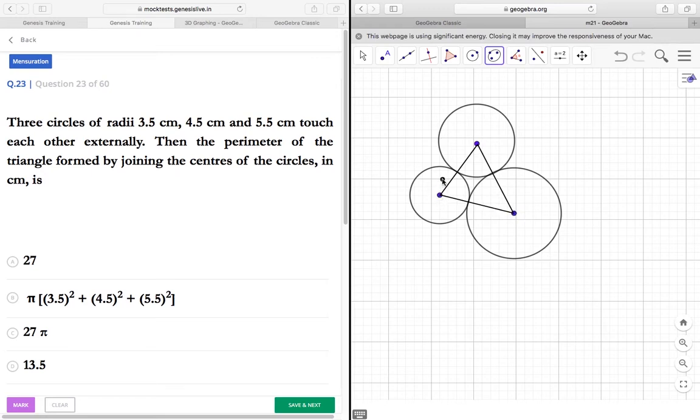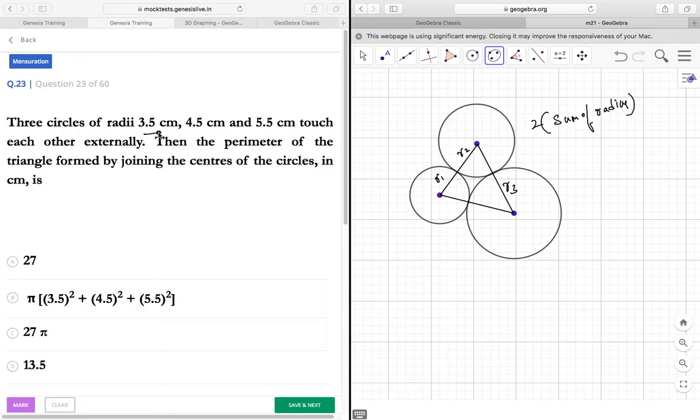Fine. So this is R1, this is R2, and this is R3. If you see, the perimeter of the triangle is nothing but 2 times the sum of the radius. Hope this is clear. Okay.